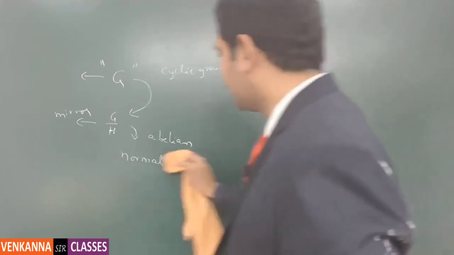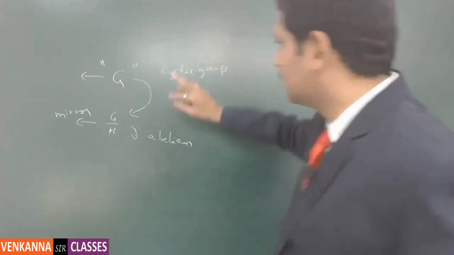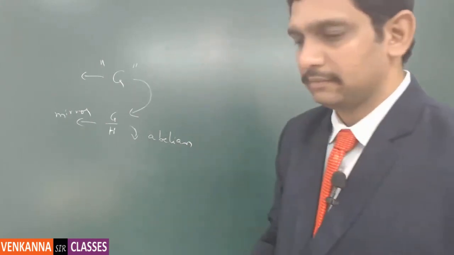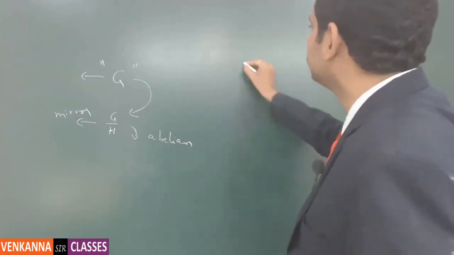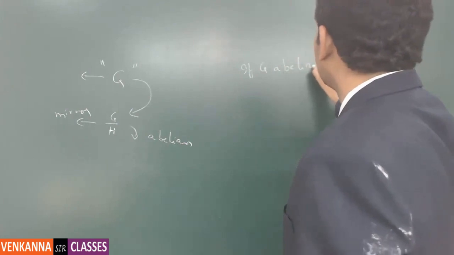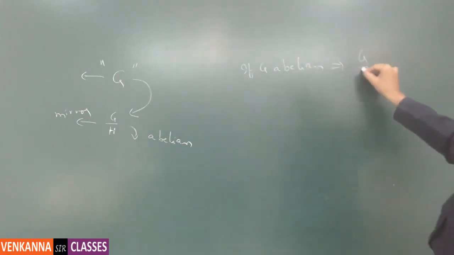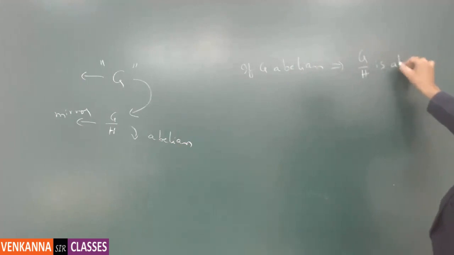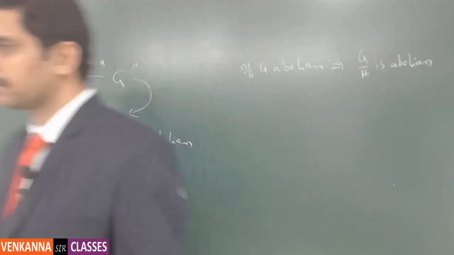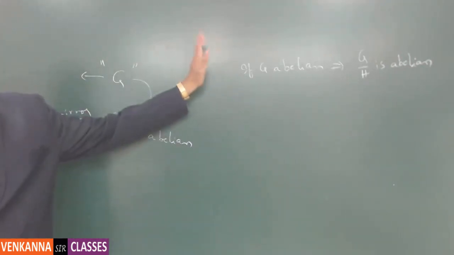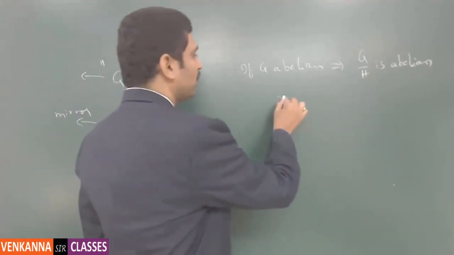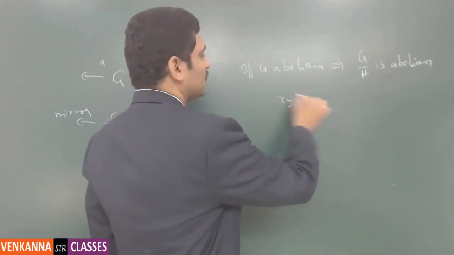So if you have a doubt that if G is abelian, how G by H will be abelian? If G is abelian, then G by H is abelian. Let us prove this. As you know, the definition of abelian group is just verifying the property that xy is equal to yx.